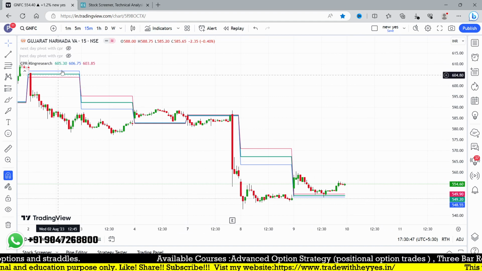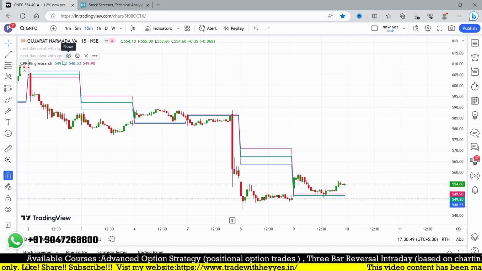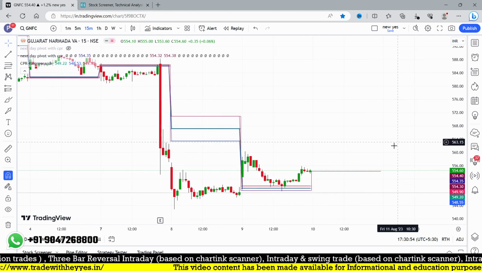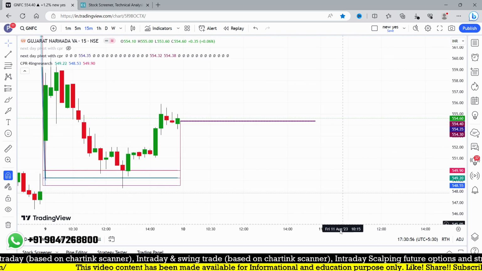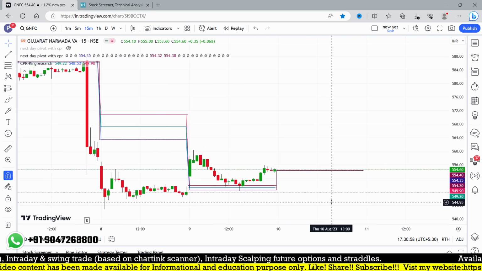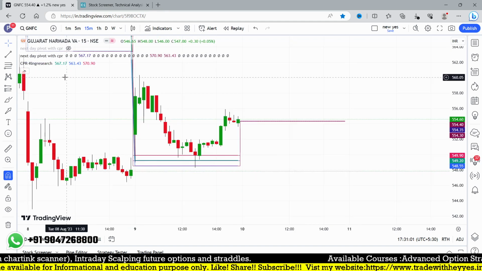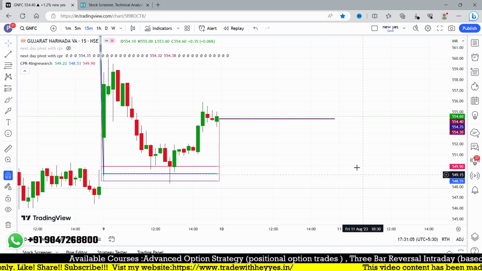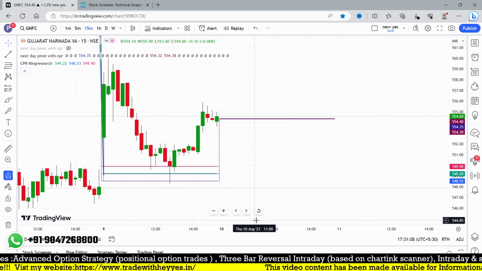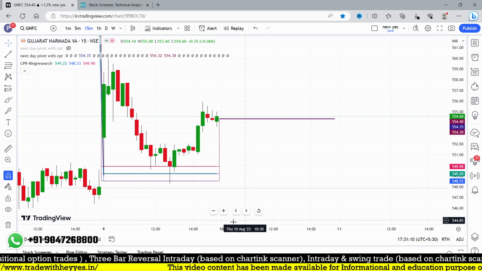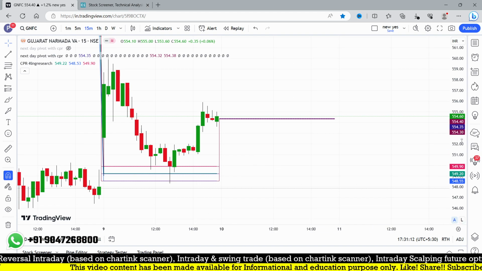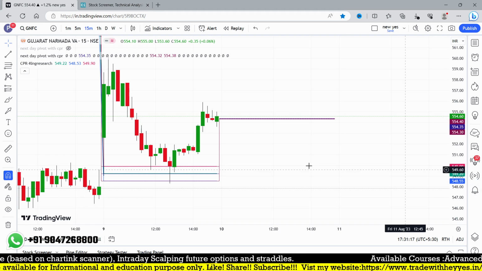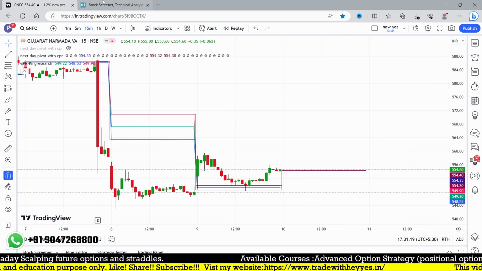So let me check the next day pivot with the CPR, like this. Yeah, you can look at this next day CPR level. It's very tight. So 554.40, 554.30, just about 10 paisa. You can look at this, yesterday's value was near about 1.5 rupees, very tight range. Maybe we can look at this.